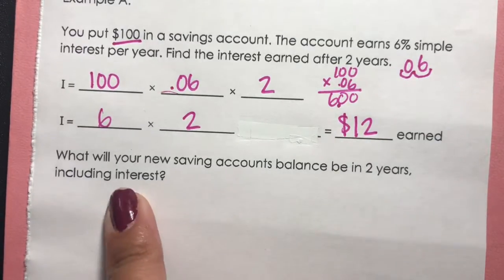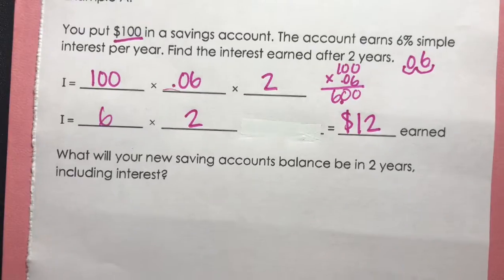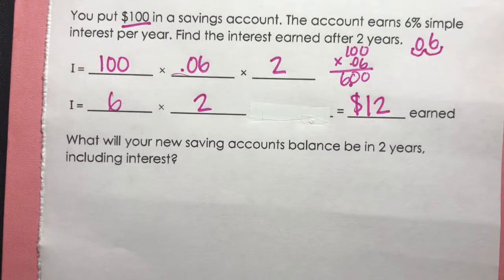Okay, so now the question asks, what will your new savings account balance be in 2 years, including interest? Balance meaning the amount of money that's in your savings account. So after 2 years, let's say you don't touch the money, you don't do anything with the savings account, which is what you're supposed to do anyway. Just a quick tip for life, if you make a savings account, you do not touch it. You do not do anything with it.